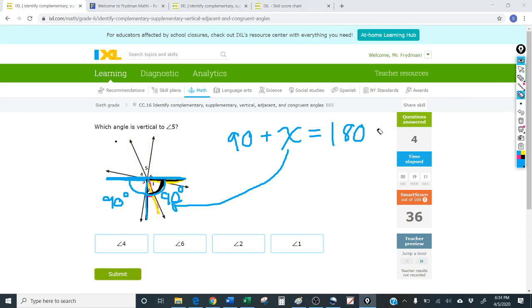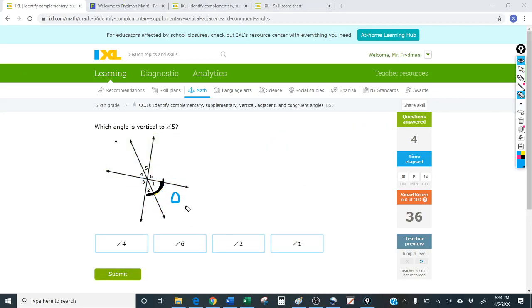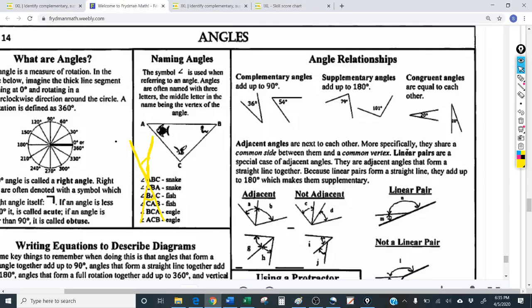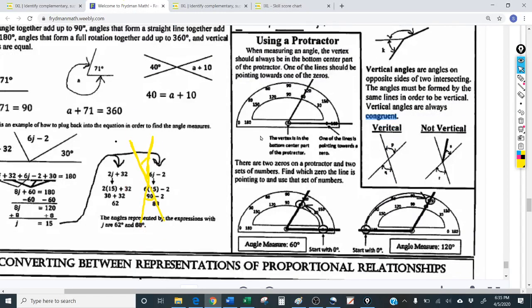Let's try another one. Which angle is vertical to angle 5? Well, that should be easy by now. Here's angle 5. And if I extend this line and extend this line, I can see that angle 2 is on the opposite side from angle 5, and they're both formed by the same two lines. So angle 2 is vertical to angle 5. Remember, vertical means that they're on opposite sides of two intersecting lines.